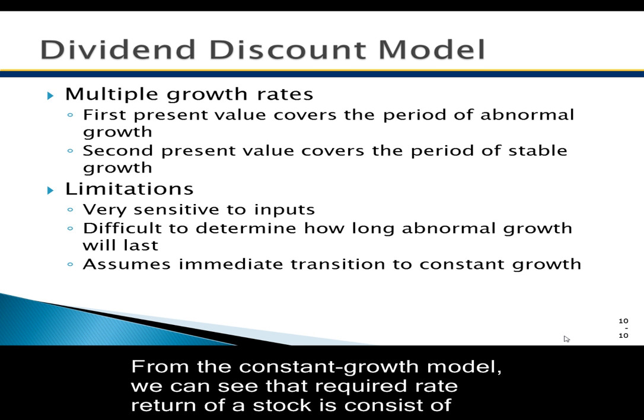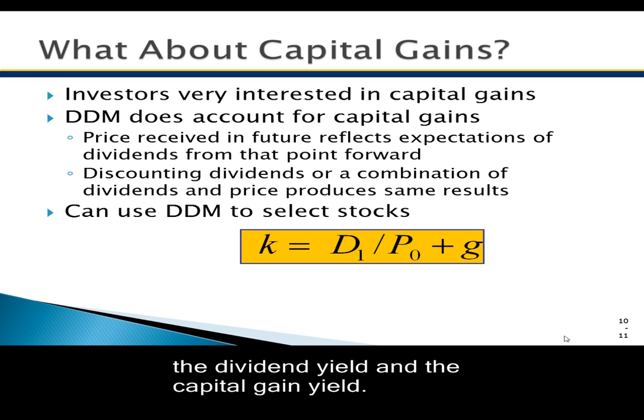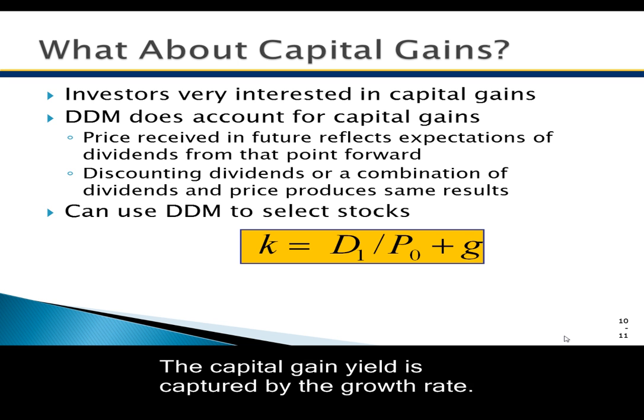From the constant growth model, we can see that the required rate of return of stock consists of two components: the dividend yield and the capital gain yield. The capital gain yield is captured by the growth rate.